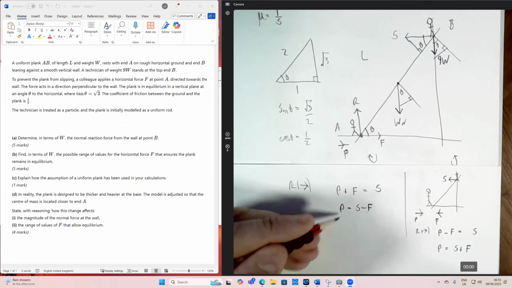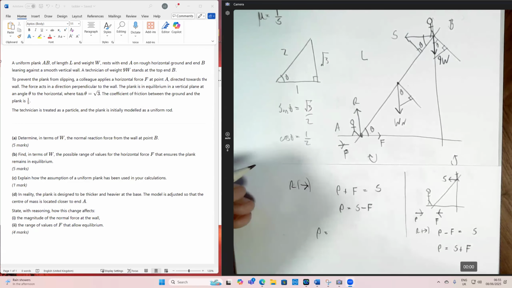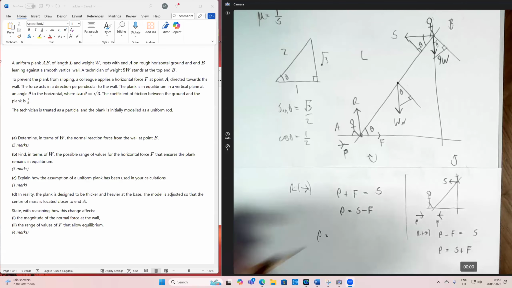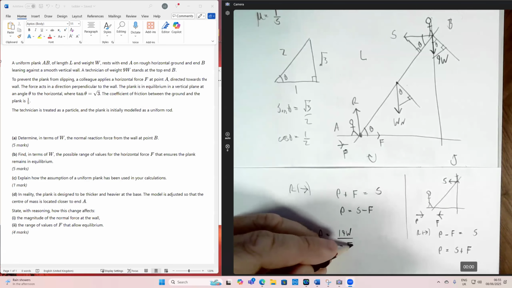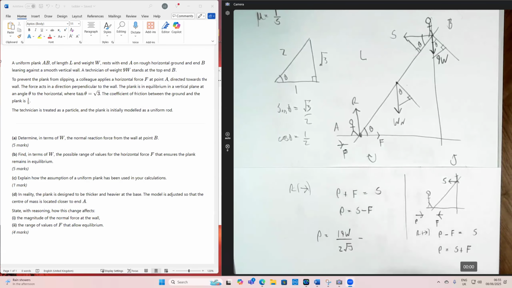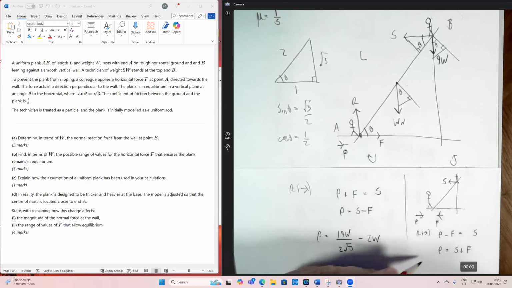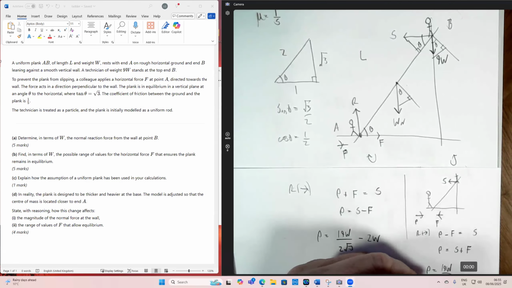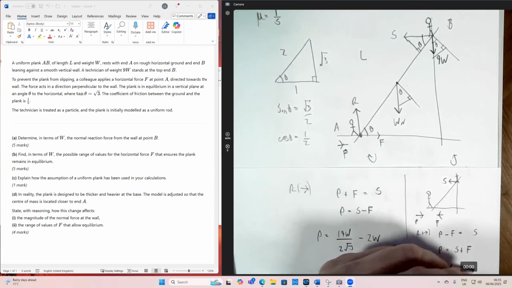So we have got that P in this first scenario is equal to S minus F. Well, we found out earlier that S is 19W over 2 root 3. So S is 19W over 2 root 3, and that is minus our F, which we worked out to be 2W. In this scenario here, we've got S, which again is our 19W over 2 root 3, and we have got plus F, which is 2W.